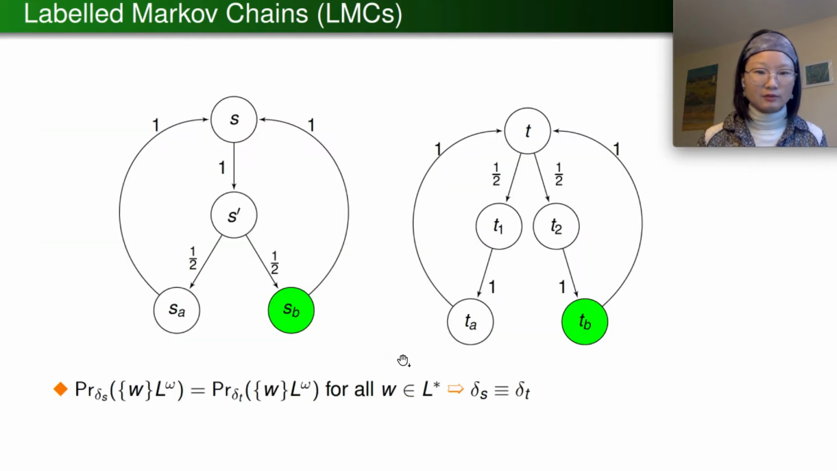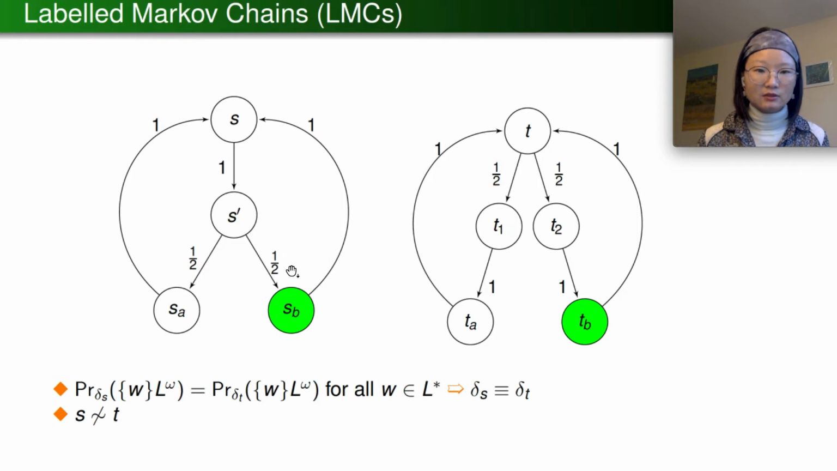Let's go back to the previous LMC example. As we have already mentioned, the probabilities are the same for delta S and delta T, where W can be any finite trace. And this implies that delta S and delta T are trace equivalent by the definition of trace equivalence. However, S and T are not probabilistic bisimilar. This is because S prime and T1 are not probabilistic bisimilar.